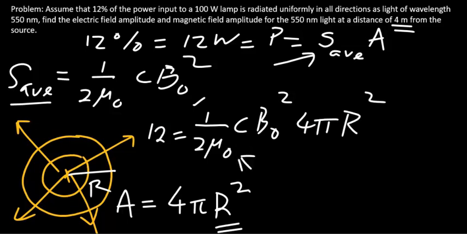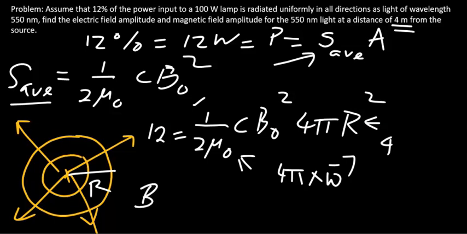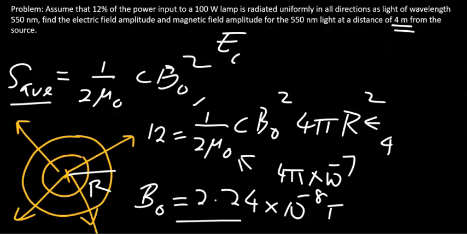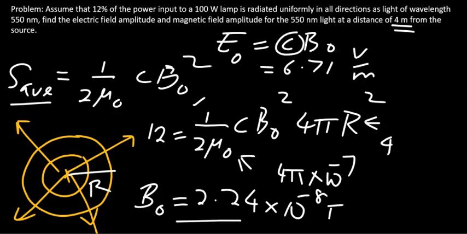So mu naught is 4 pi times 10 to the power minus 7, r is 4 meters. And solving, we should be able to find B naught, which will give you 2.24 times 10 to the power minus 8 Tesla, and that is the amplitude of the magnetic field. The amplitude of the electric field can be found from c times B naught, and that's going to give you 6.71 volts per meter, where c is the speed of light in vacuum, namely 3 times 10 to the power 8 meters per second. And that solves the problem.